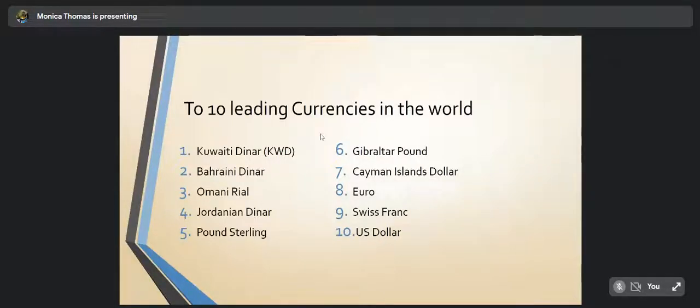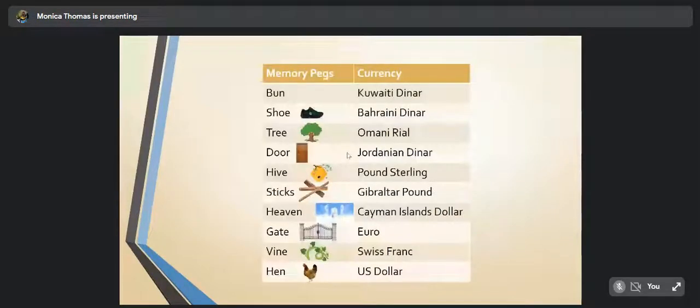Now, what we are going to do is link memory pegs with this information. So our memory pegs are bun, Kuwaiti dinar is the currency; shoe, Bahraini dinar; tree, Omani rial; and so on. What will we do? The answer is very simple. We form correlation, we form stories, we form dynamic association. We link them together. Dynamic association: funny, illogical, weird association.